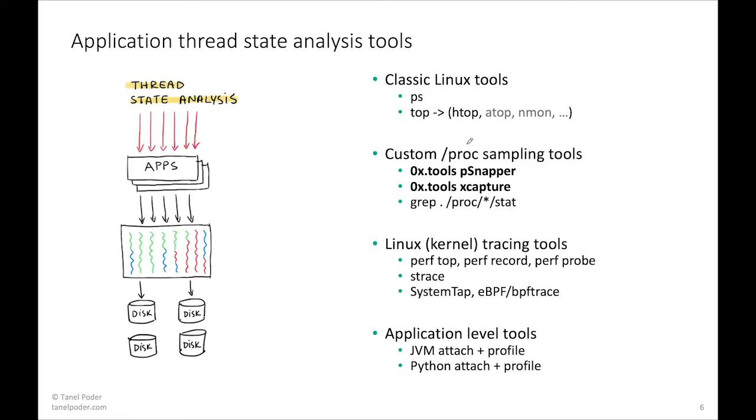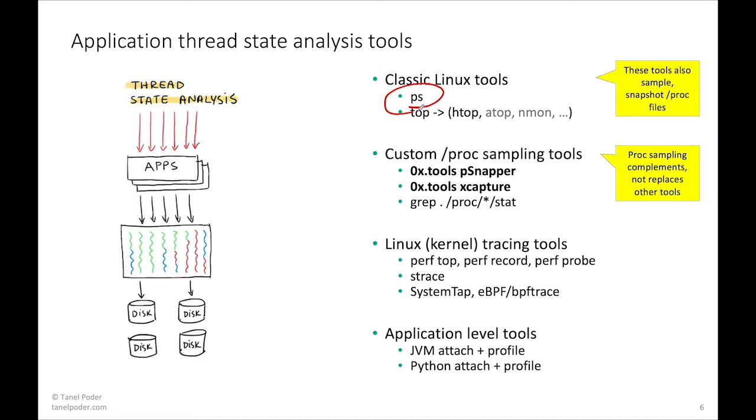Again, I'm not saying that this sampling will replace everything else. Absolutely not. These other tools will still be very useful and used every day. So this proc file system sampling, or thread state sampling, complements other tools. Other tools are still going to be needed, including your database optimizer analysis tools, and so on, right? Okay, so actually, when you run ps, the most standard tool of them all, ps also reads the proc files, right?